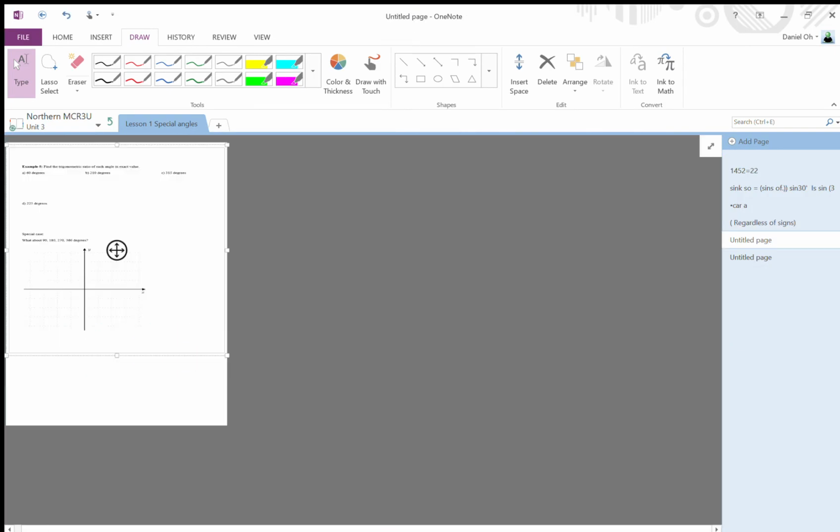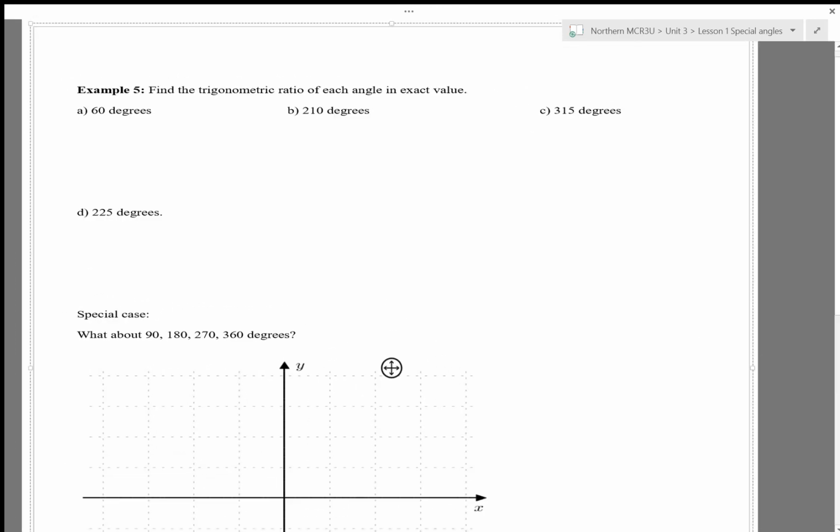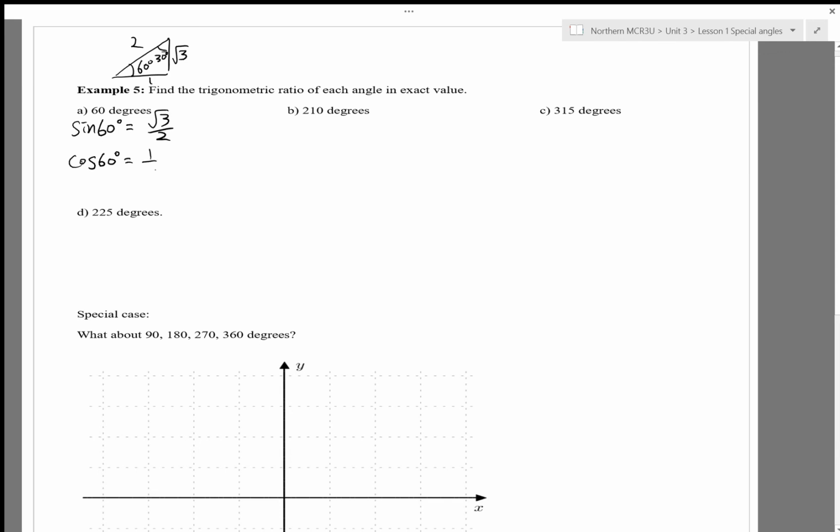Now then, example 5. So example 5, you should be able to do it on your own. So find the trigonometric ratio of each angle. So for 60 degrees, using that triangle again, right? 60 degrees, 30 degrees, we know that it's 2, square root of 3, and then 1. So this gives me sine of 60 as square root of 3 over 2. Cosine of 60 is 1 over 2. Tangent 60 is square root of 3 over 1.